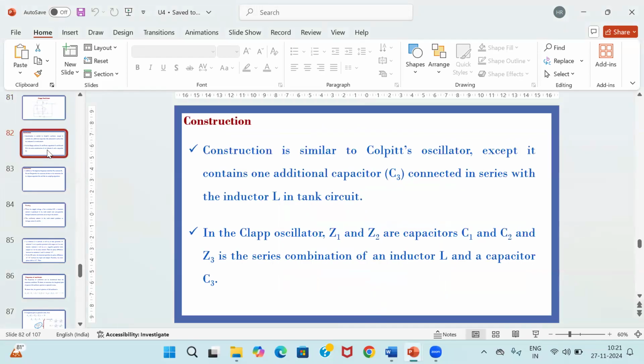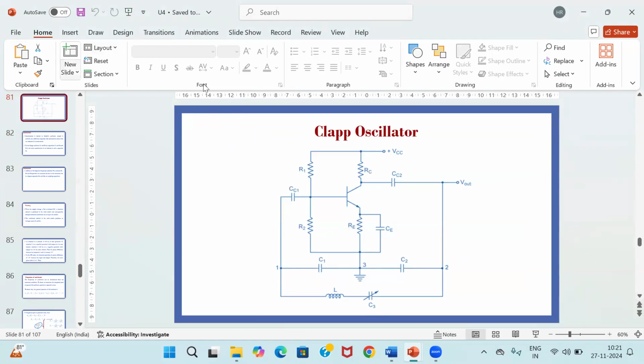The Clapp oscillator is similar to the Colpitts oscillator except it contains one additional capacitor C3 connected in series with the inductor L in the tank circuit. So what is the tank circuit? This will be the tank circuit: C1, C2, L and C3. In the Colpitts oscillator, you don't have that C3.